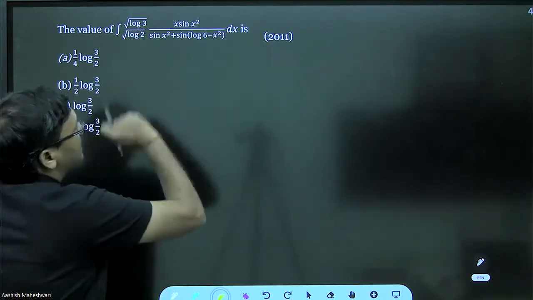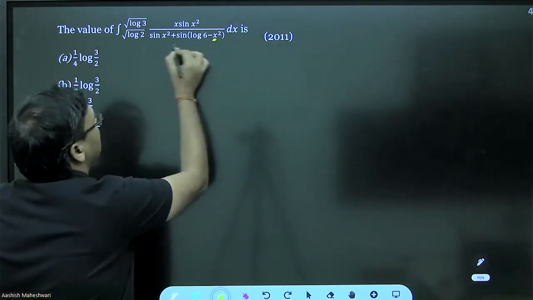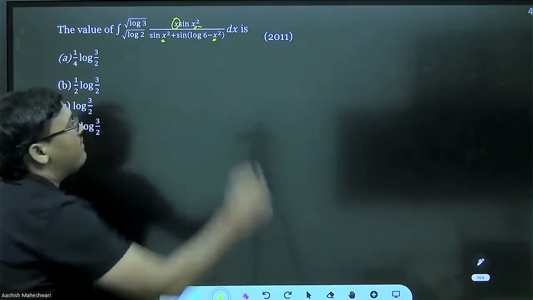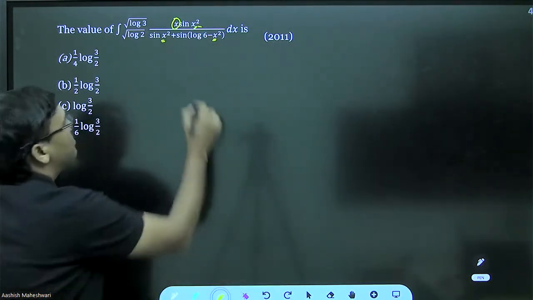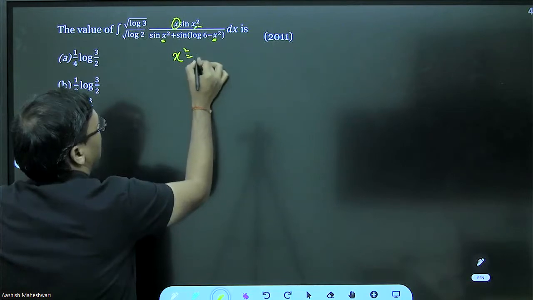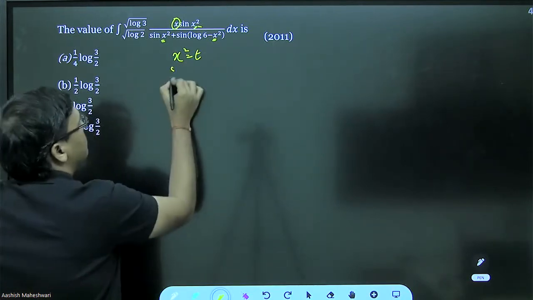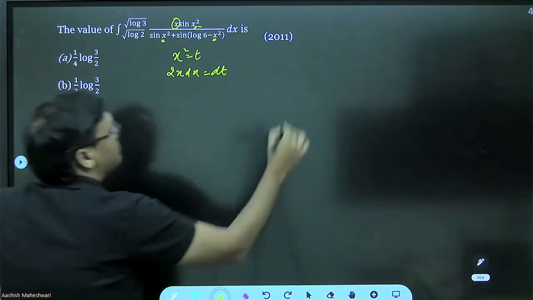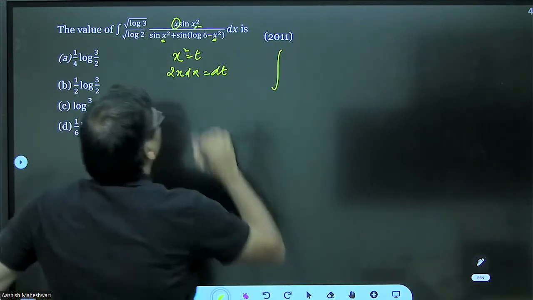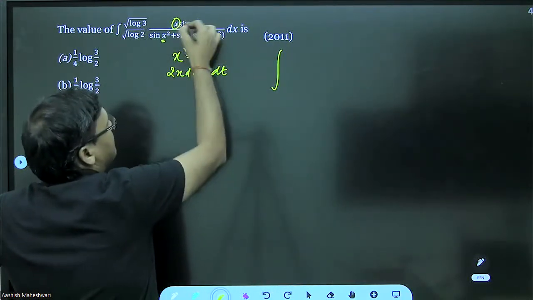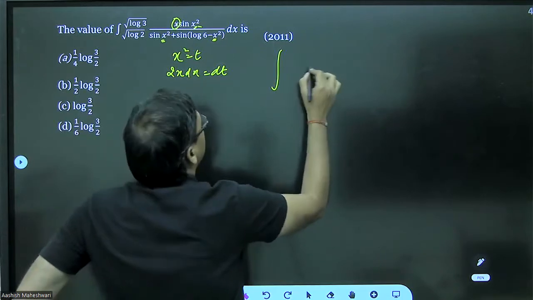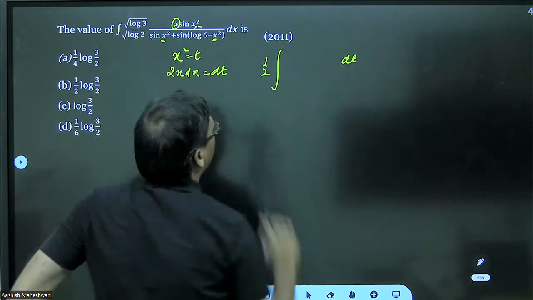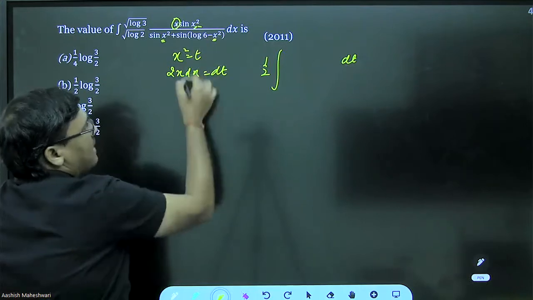Now first thing you can clearly see, you have x squared and you have x. If you have x squared and x, the first thought should be, let's put x squared equal to t. So this is 2x dx equal to dt. If I substitute, this x dx will become dt by 2, so there is a factor of 1 by 2.